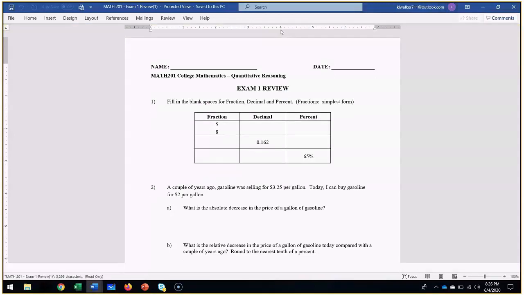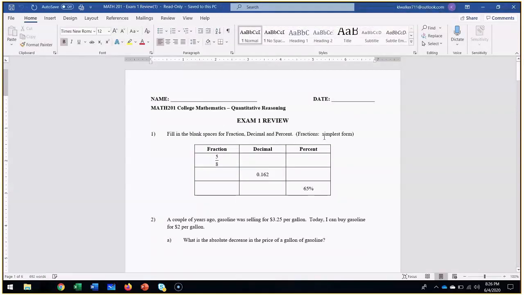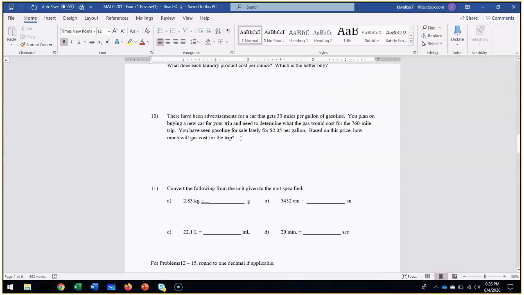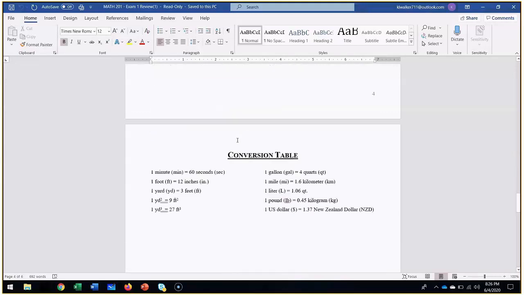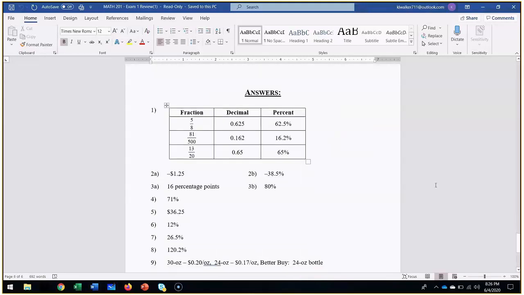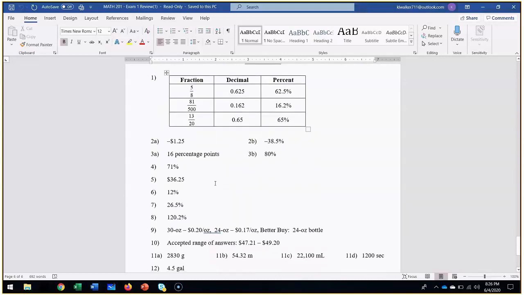This is the exam review. Basically, this is your exam, word for word, question for question, in paper form. If you want to practice this, if you have a printer, you can print it. If not, you can just work the problems out. This is exactly what your exam will look like, word for word. At the end, there's a conversion table too, which I will give you to use. And at the end, you can check. I give you an answer key at the back.